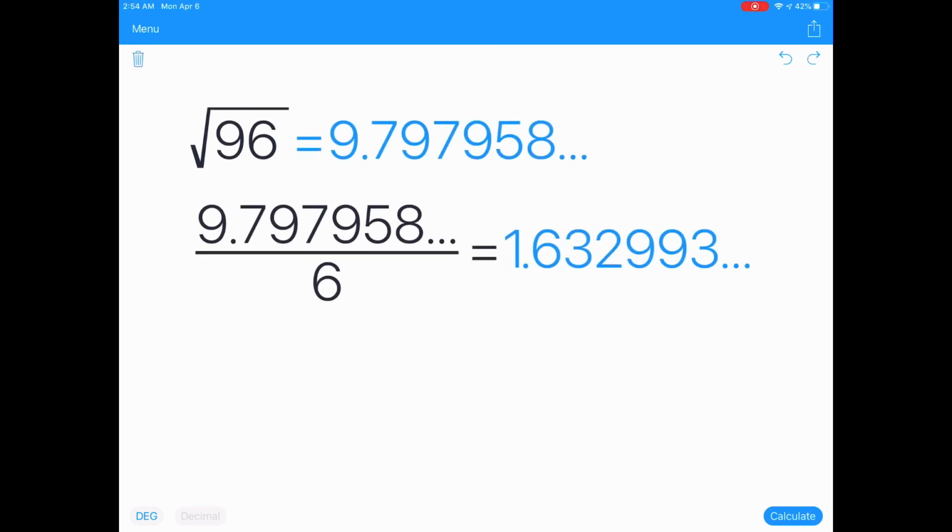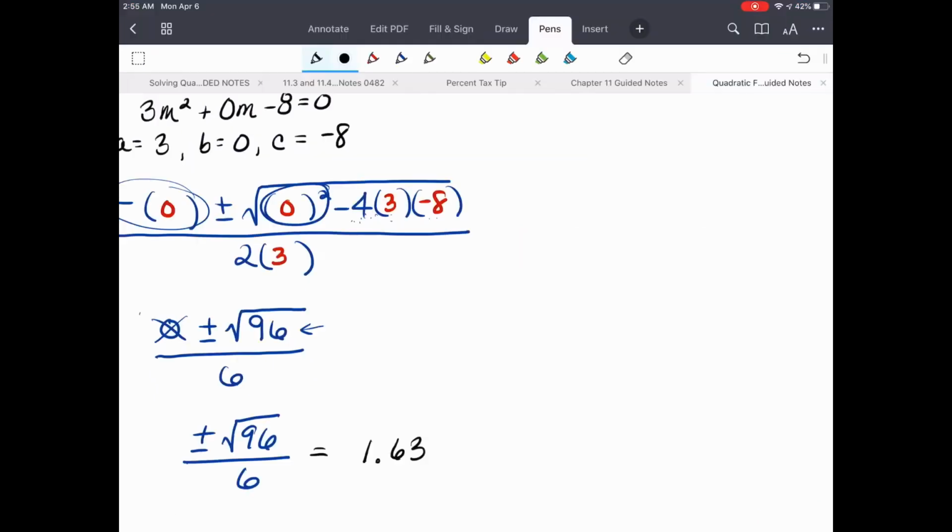So I get 1.632, rounded to the nearest tenth, so it looks like it's going to be 1.63. And the 2 is not big enough to make that 3 round up to a 4. So 1.63 is one of the solutions. And I keep forgetting to do this. I'm going to put approximately.